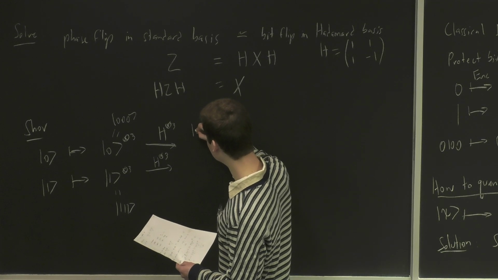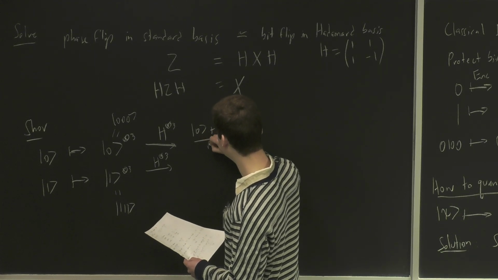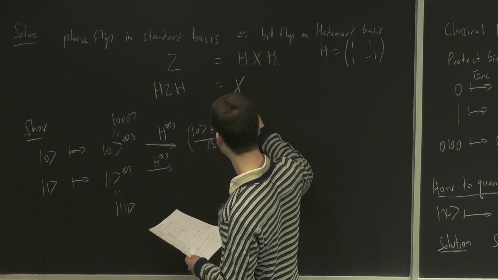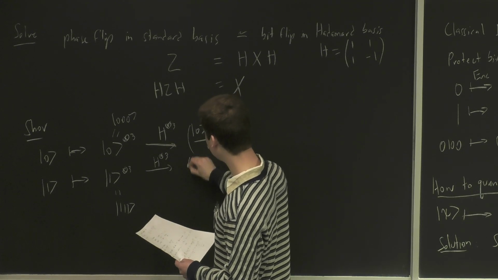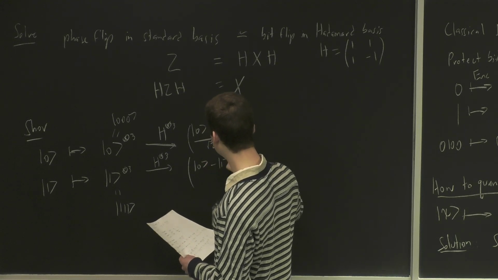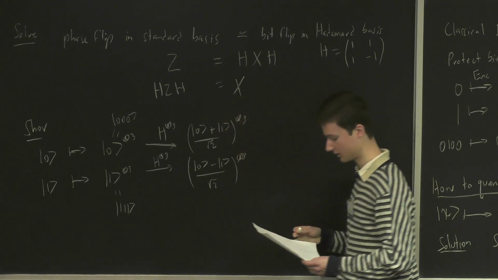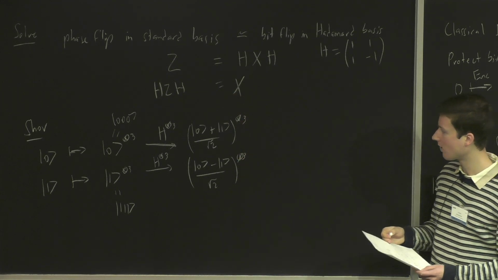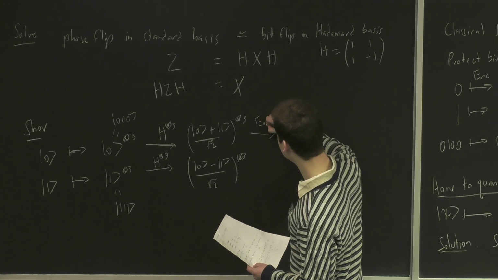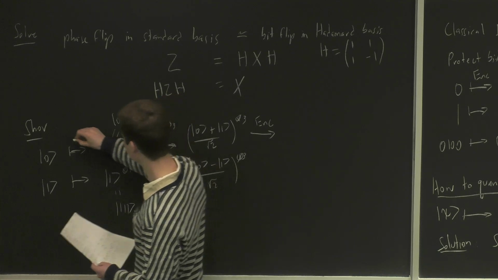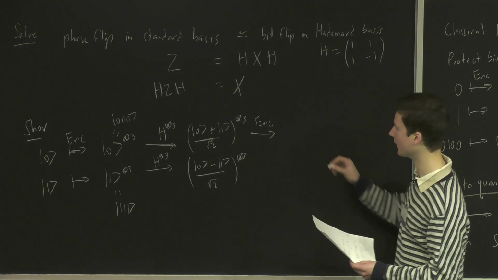After applying these Hadamards, our state looks like this. 1 gets mapped to 0 plus 1 over root 2, tensored with itself 3 times. 0 gets mapped to that. 1 gets mapped to 0 minus 1 over root 2, tensored with itself 3 times. And then we again encode in a repetition code. So we now just repeat each qubit here 3 times.